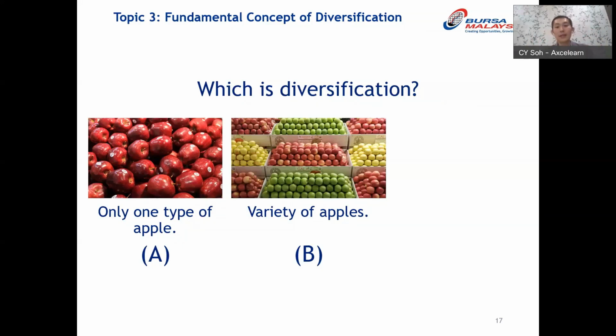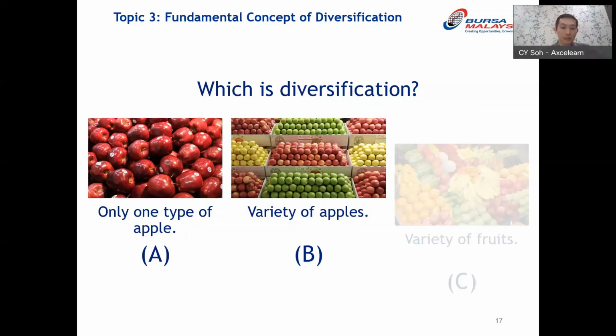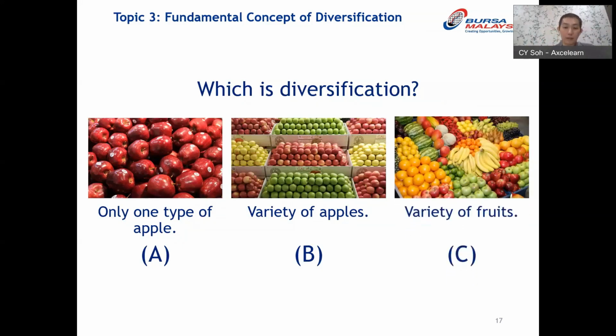And the third way of diversification, of course, is you don't just sell a variety of apples. You buy different types of fruits like orange, bananas, watermelons, and others. So of course, this is a better way of diversification. Now, the next question is, why is it a better way of diversification? Think of this for a moment. Think of yourself as a fruit store business owner, all right?